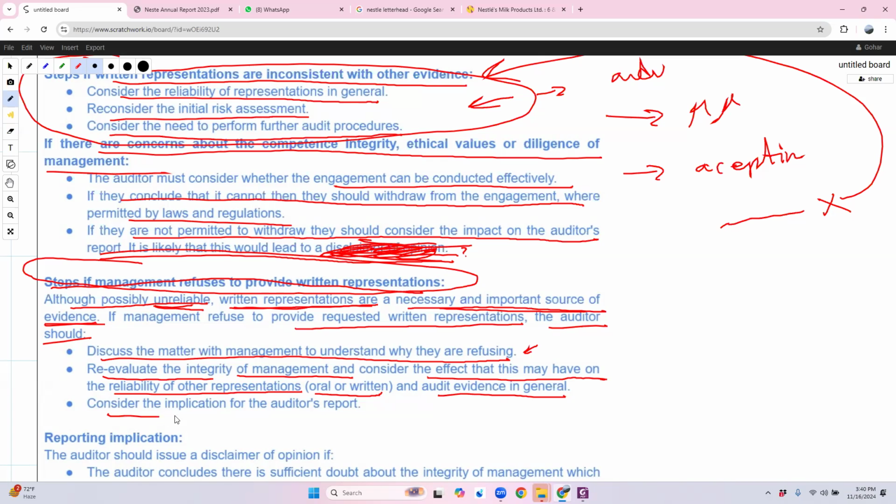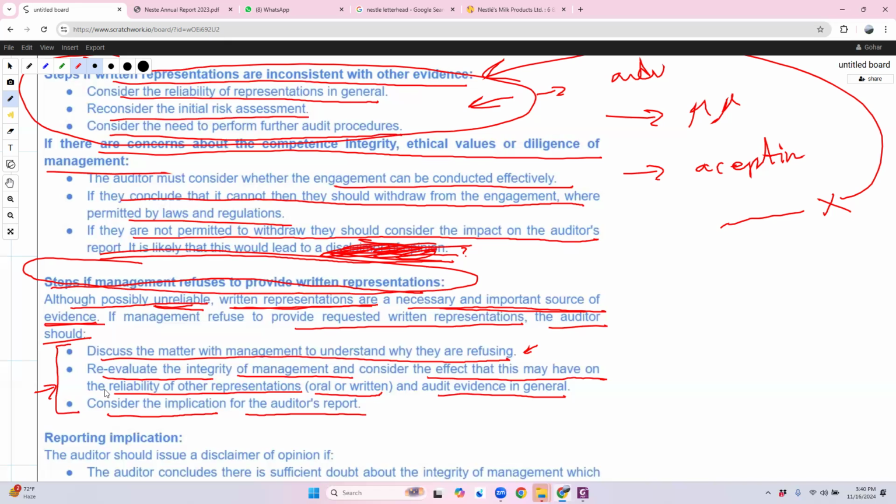And finally, consider the implications for the auditor's report. You need to consider if the management is not providing you appropriate written representations, whether or not this will have any effect upon your audit report. Does it have any kind of impact upon your auditor's report? This is not included within the AA syllabus. You only need to remember these three points. That's it. Got it?